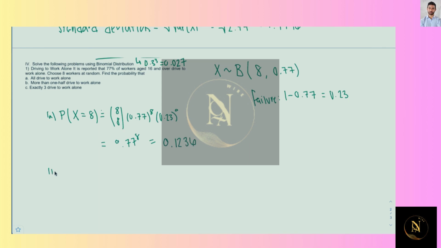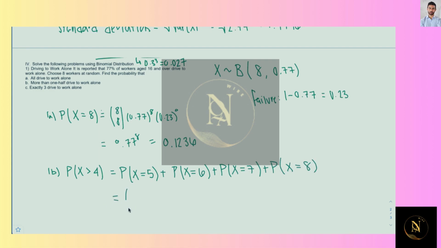Okay, part B, more than 1/2 drive to work alone. So what's the probability that X is more than 4, right? I want more than half of them. There's 8 of them, so half of them would be 4, but I want strictly more. So that's the probability that X is 5, plus the probability X is 6, plus the probability X is 7, plus the probability X is 8.